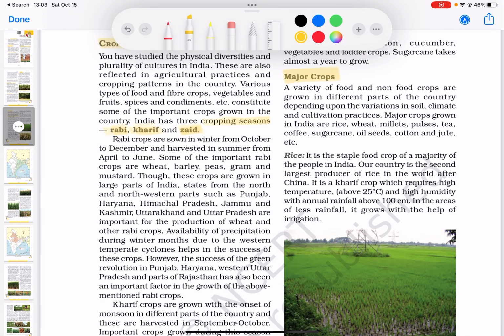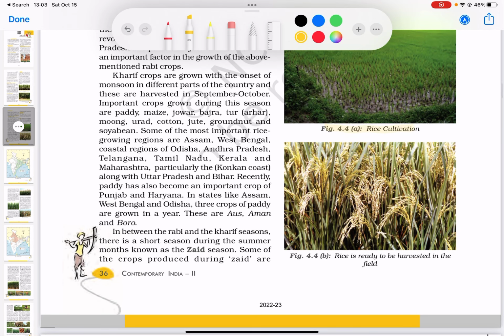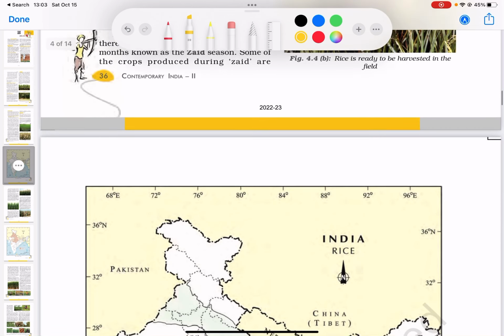Then you look at major crops. What are the major crops? That's the third big topic that we'll have. In that you can see obviously rice is one, where it is grown, and so on. You can see some examples here, a picture shown of rice cultivation, how rice is ready to be harvested. This is early stages, this is lesser. So rice is an important food crop.